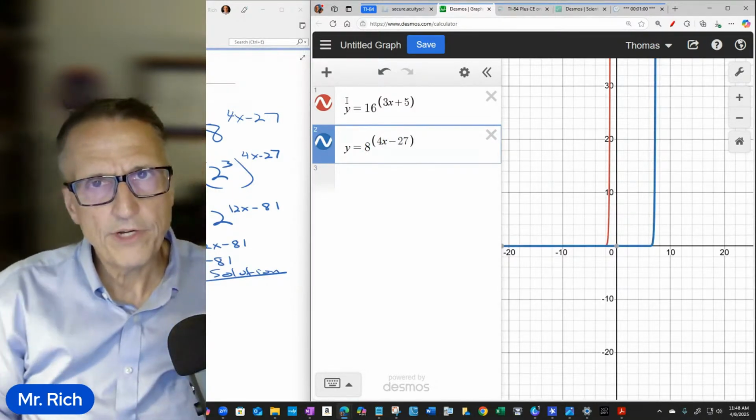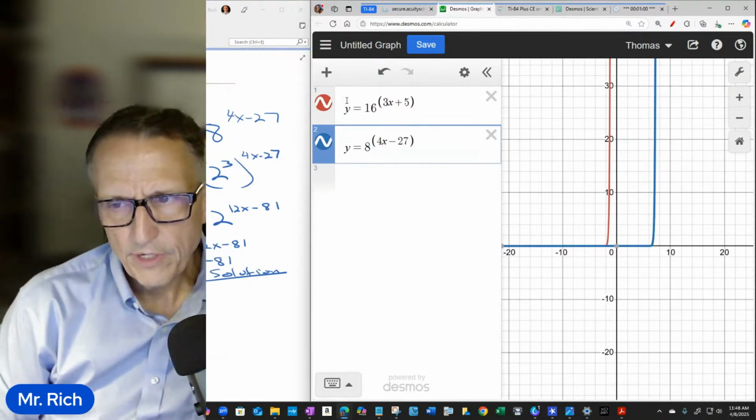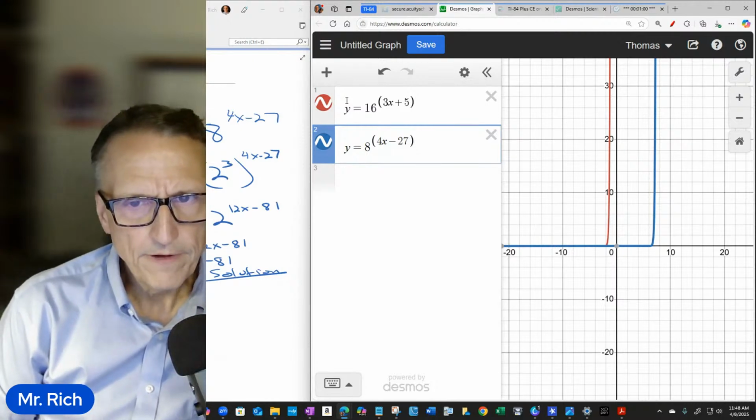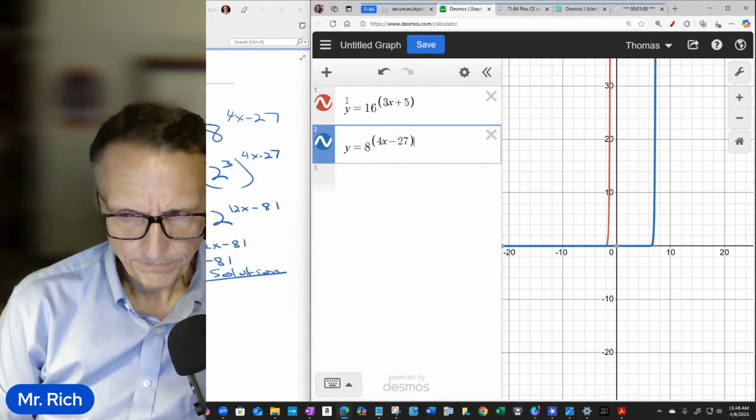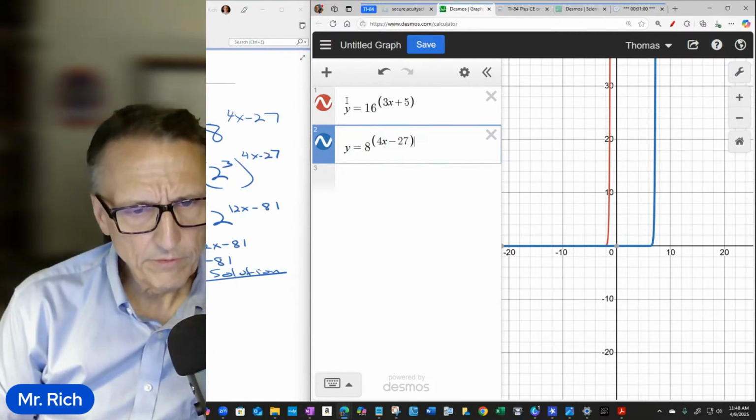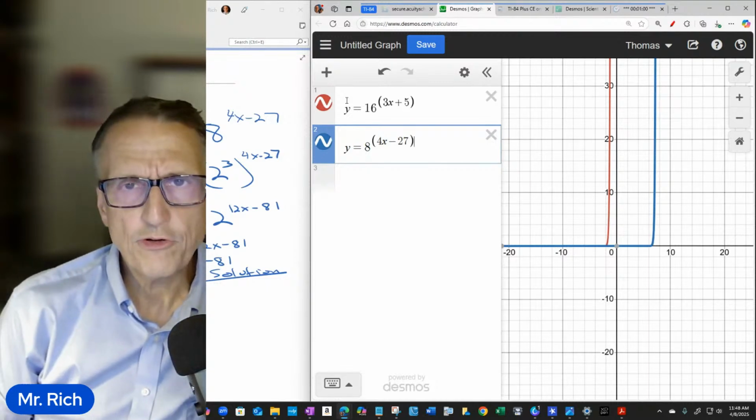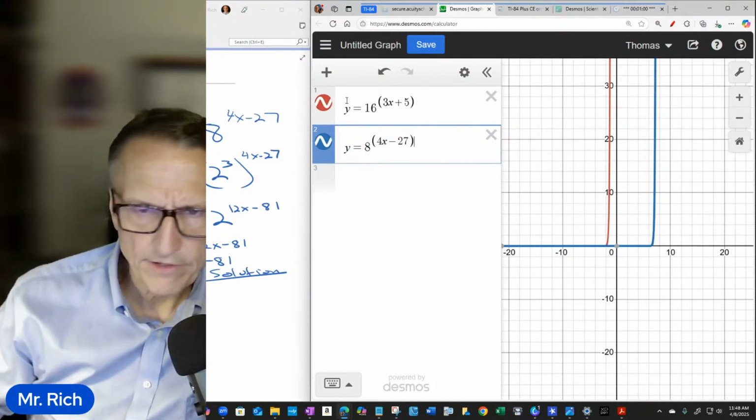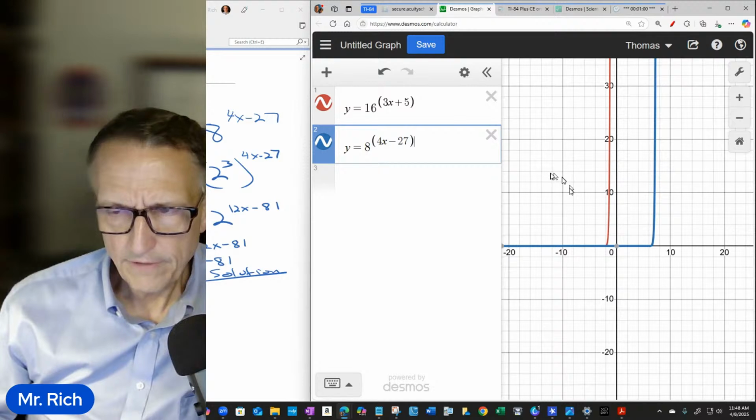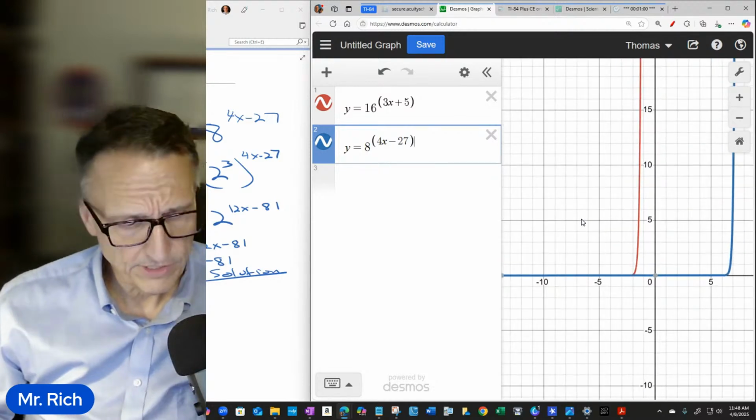As you're solving equations and doing homework, it's always a good idea to try to think if you could show graphically what you think the solution is algebraically. So we came up with the idea that there was no solution here, and so what I'm doing here is graphing these.